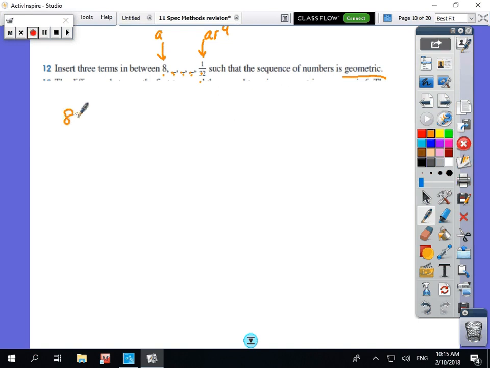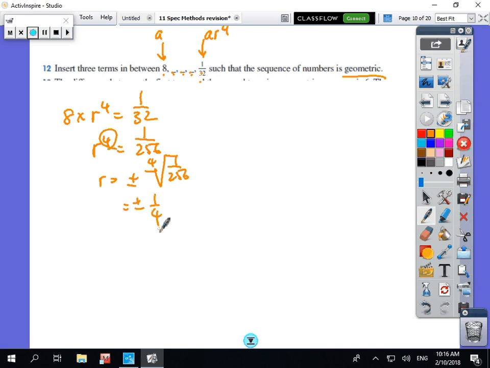So we've got 8 times R to the 4 equals 1 over 32, so R to the 4 equals 1 over 32 times 8, which is 1 over 256. Now we've got an even power, so that means it's plus or minus the 4th root of 1 over 256, which is a quarter. So there's going to be two sequences. The first sequence is, if we have the plus numbers, 8, divided by 4 is 2, divided by 4 is a half, divided by 4 is 1/8, divided by 4 is 1/32.